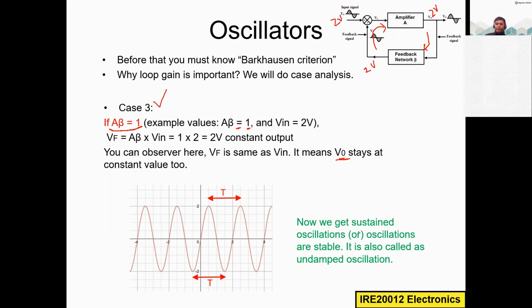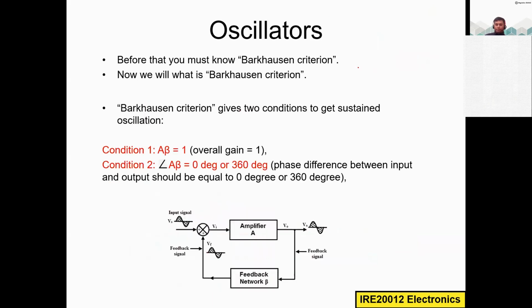So now we get sustained oscillations, called sustained because we get a constant amplitude value at the output. Okay, so here oscillations are stable. So it's also called undamped oscillation. If it goes down, then we call that damped oscillations. And this is a very stable one, so we call this undamped oscillations. Now we have seen 3 cases. The third case is the best one. This is what we want. So we have to maintain this A beta value equal to 1 always when you implement an oscillator.